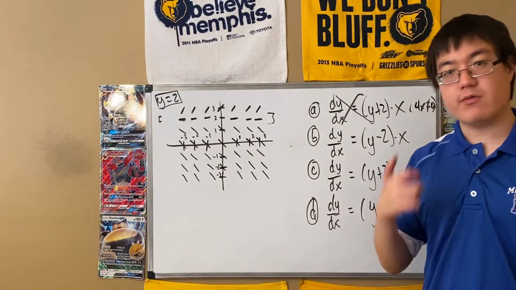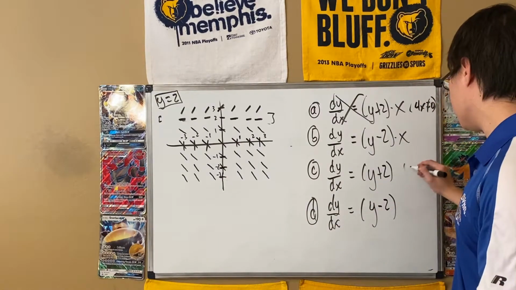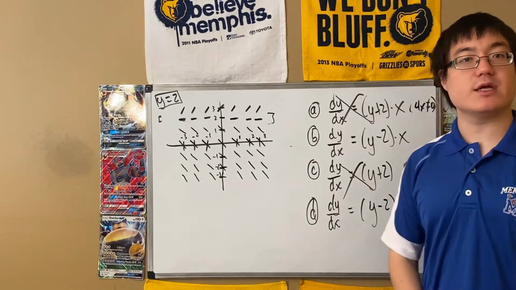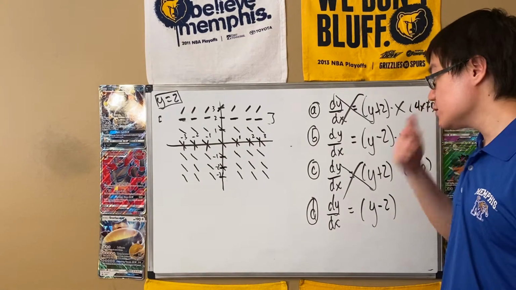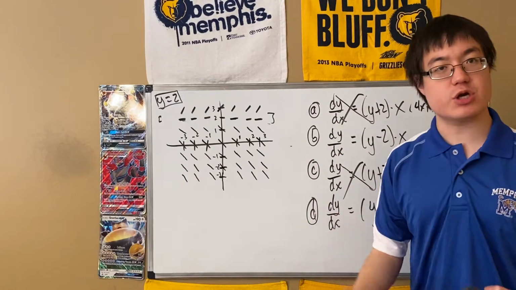Now for C, when you plug in 2, you're just going to get 2 plus 2. That's obviously not 0. 4 does not equal 0, so that cannot be an answer choice. And finally, it looks like D can potentially be an answer choice as well, because when you plug in 2, you will get 0. So our two possible answer choices are B and D from our first strategy.